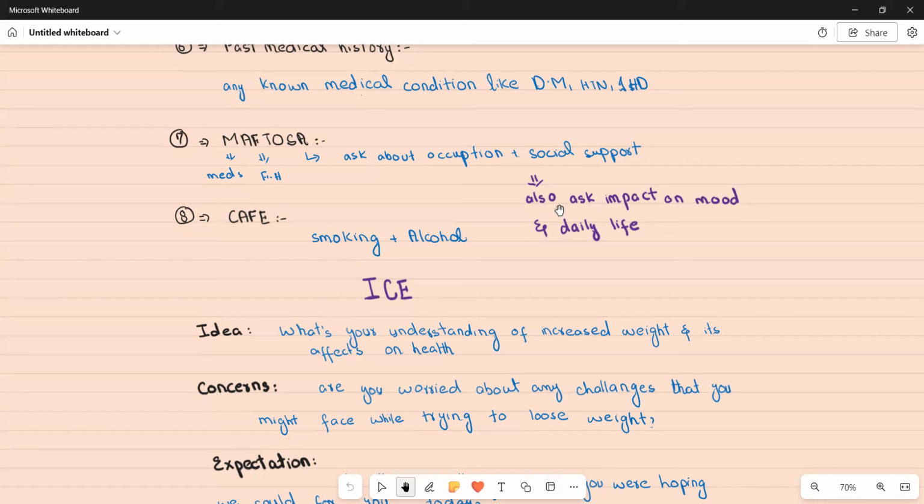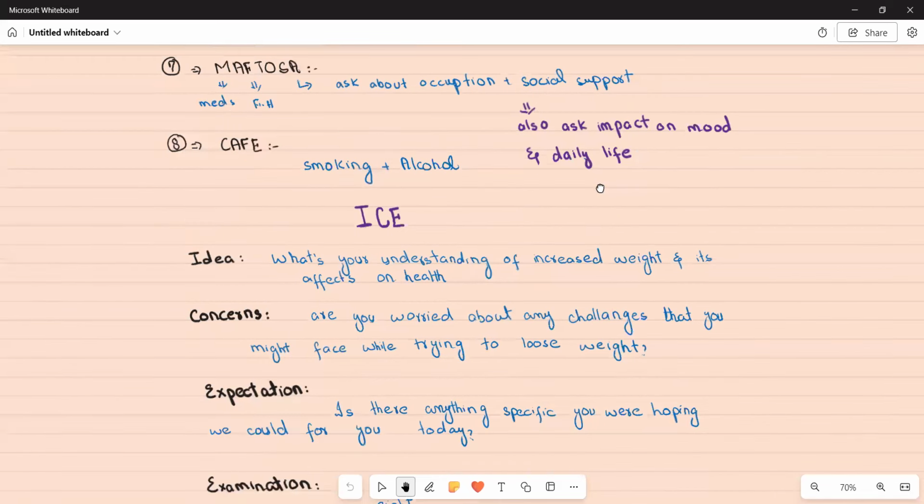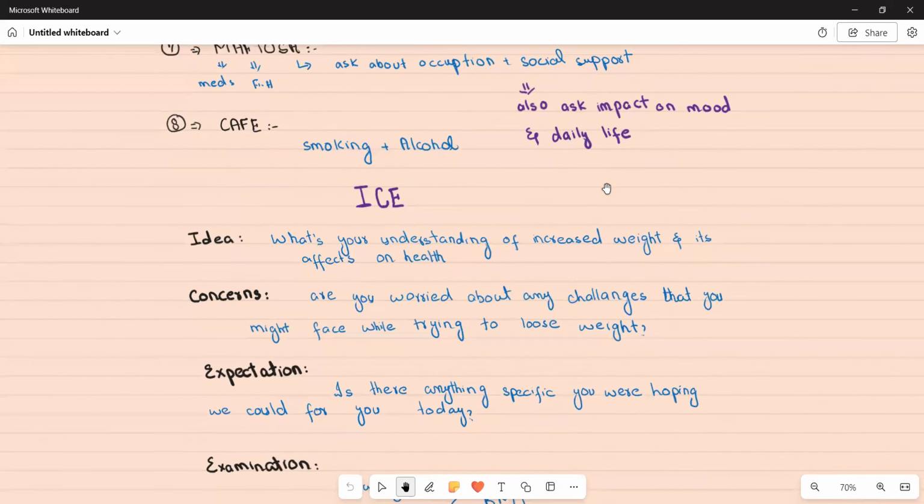Okay, so ask about impact on mood and daily life. Okay, is being overweight affecting their daily activities at all? Okay, so you are going to assess the severity of the problem by asking these questions. And if they are depressed, then obviously you are going to ask about any thoughts of self-harm, okay, and harming others. So keep in mind, these questions are really, really important. I cannot stress this enough.